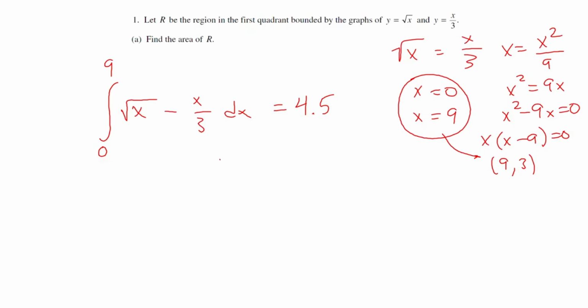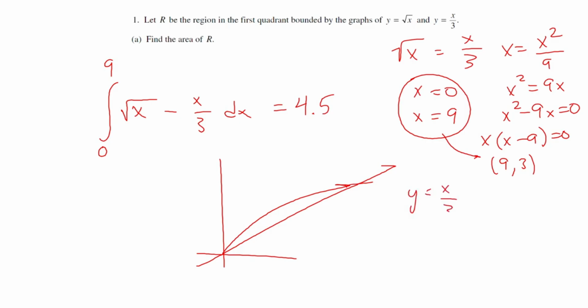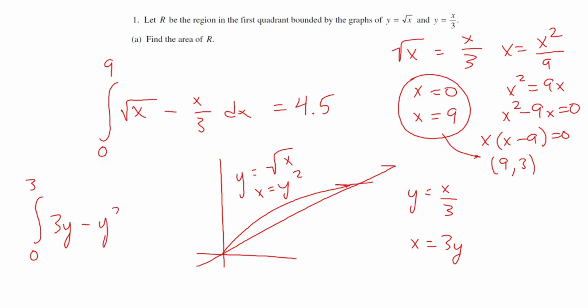But if I have root x, I'm going to just sketch it here, and x over 3, we could also do this in terms of y, right? If y is equal to x over 3, then x is equal to 3y. And if y is equal to root x, then x is equal to y squared. So we could have also done an integral from 0 to 3 from the bottom to the top of the line in terms of y, which is 3y, minus the root function in terms of y, which is y squared. So this would have also worked out. And if you punch that into your calculator or just do it by hand, you'll get 9/2 or 4.5 as well. So just something to note that we could have also done it in terms of y.